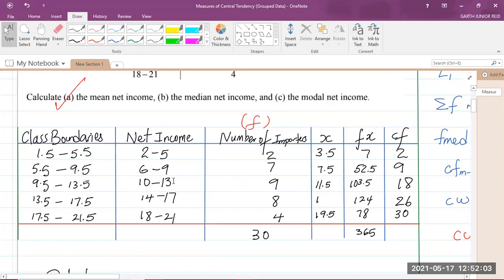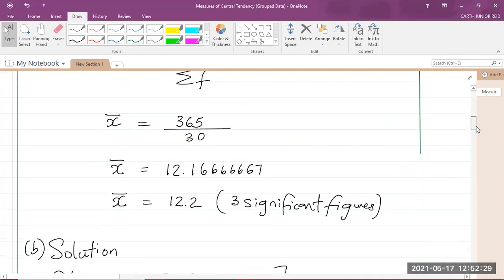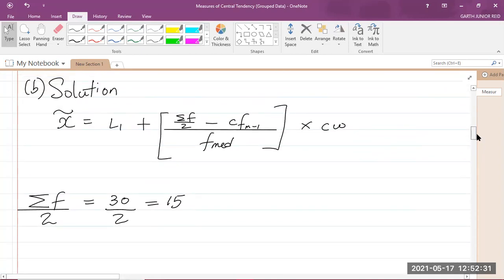So it means that my median class is going to be 10 to 13. All right, 10 to 13. So we're now going to calculate the class width, which is the upper boundary minus the lower boundary, right? The upper class boundary minus the lower class boundary, which is 13.5 minus 9.5. All right, let's do that.